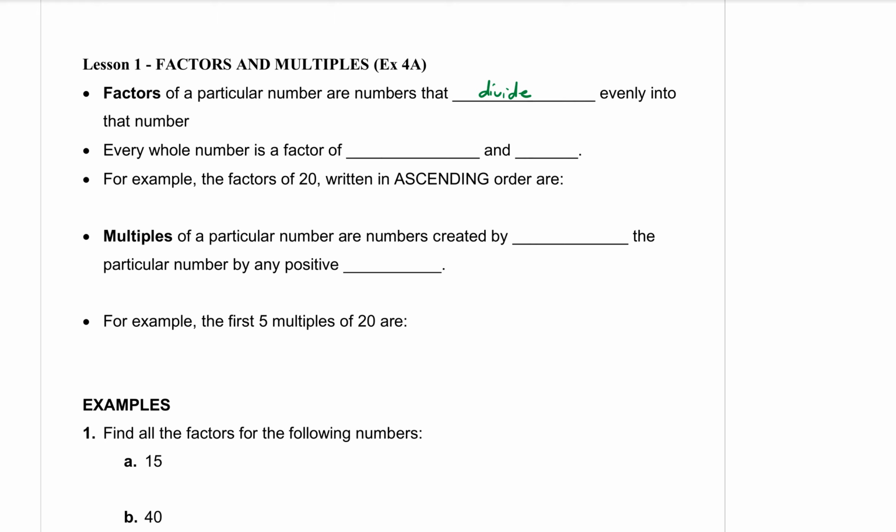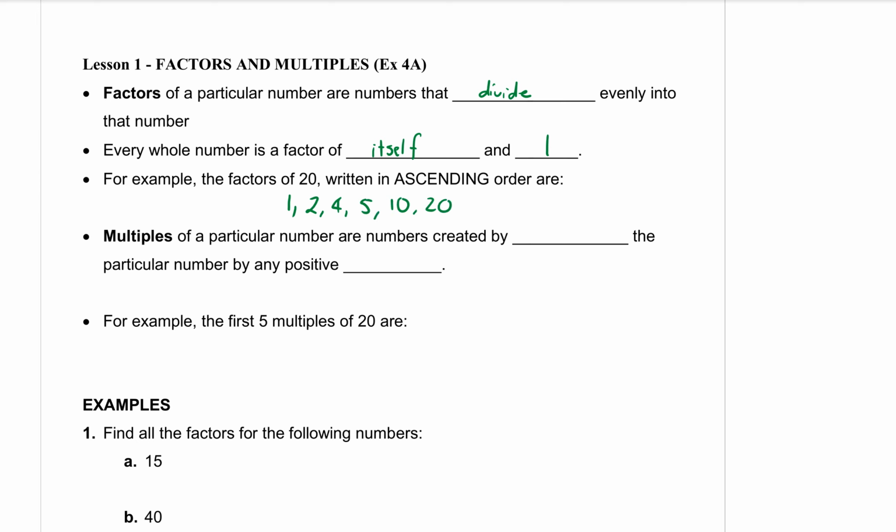Every whole number is a factor of itself and 1. So that means that every number should have at least 2 factors, itself and 1. I guess the only exception to that would be the number 1 itself, which would only have 1 factor, which is 1. Okay? For example, the factors of 20 written in ascending order, remember ascending means from smallest to largest, are, I'm going to tell you what they are, 1, 2, 4, 5, 10, and 20.